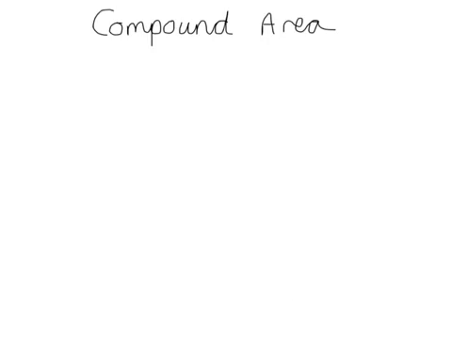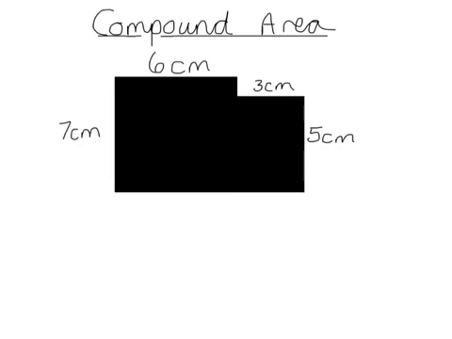Compound area is when a shape is made up out of 2 rectangles, or at least 2 shapes put together. Here's an example. When you're dealing with compound area, you need to make sure that you can split the shape into sections which are going to make sense. In this example, I'm going to split this rectangle into 2 by having a section which comes down here. I'm going to call this one area A, I'm going to call this one area B.